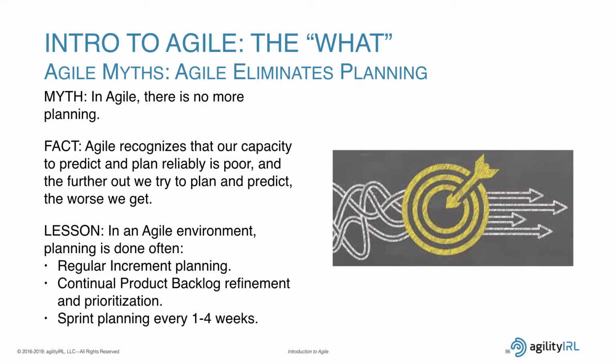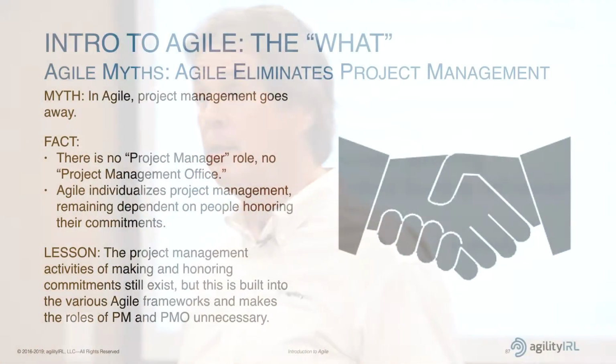In Agile, there is no planning. Now, that's a common myth. That is really wrong. Agile recognizes that we have a really lousy ability to predict change. That's why there is as much planning as there is. Every 2 weeks, you're planning.